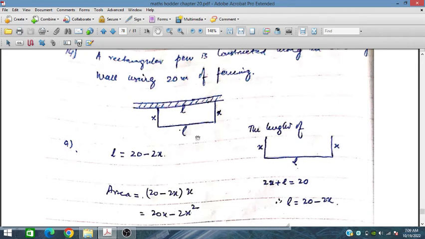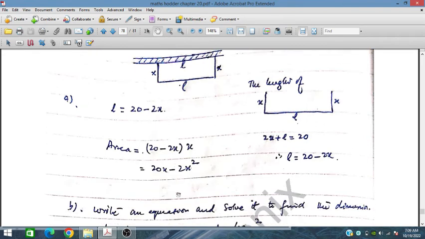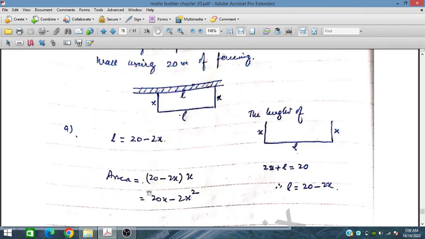So in place of this length we have this, and this is x. When we multiply x with L, we will have the area. So this area may be written down as this. So this is another formula. So part A required us to find the variable in terms of area. So this is the area, right?